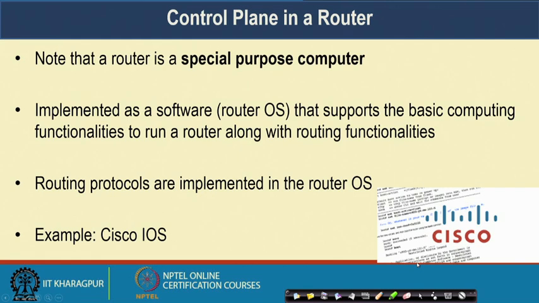Now, the control plane in a router is a special purpose computer which has the routing functionalities. As I have mentioned, it is implemented as software. That software we call a router operating system, router OS, that supports the basic computing functionalities to run a router along with the routing functionalities. Now, these routing protocols are implemented inside a router OS. An example of a router OS is the Cisco IOS, Cisco Internet Operating System, which implements different kinds of routing protocols as a part of its operating system.